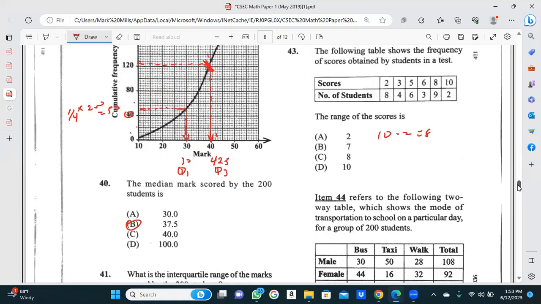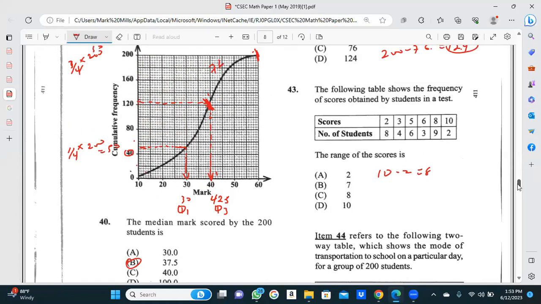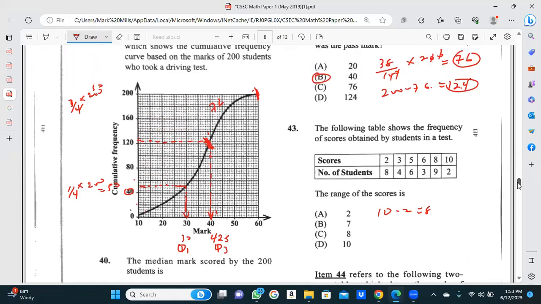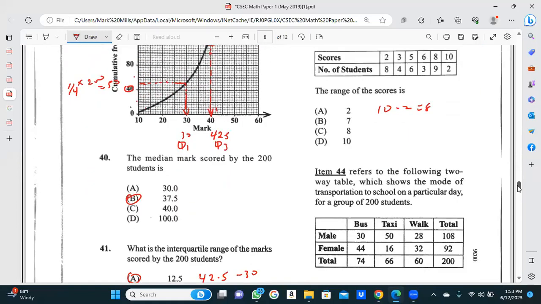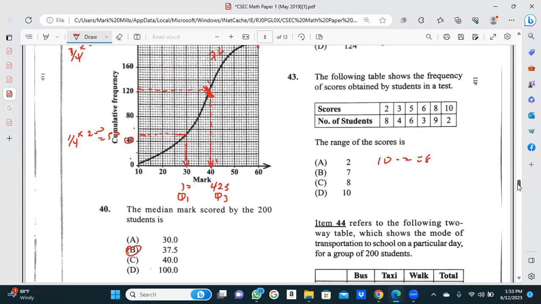It said pick from the group. Okay, which one should I go over? 43. For 43, you look for the highest score, which is 10, and the lowest is 2. So 10 minus 2 gives you 8.